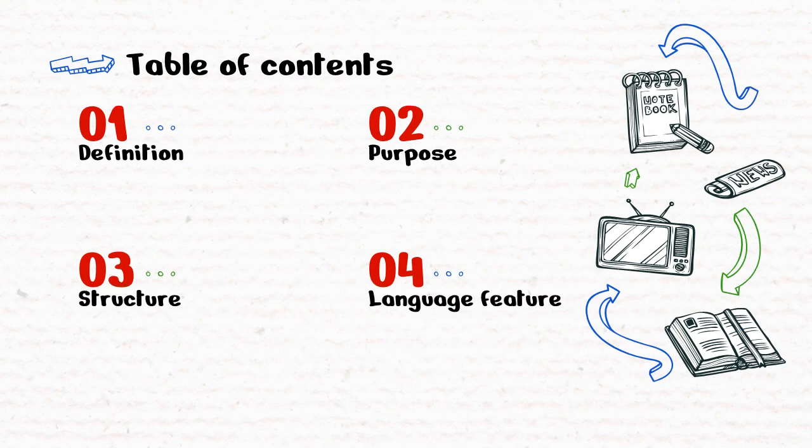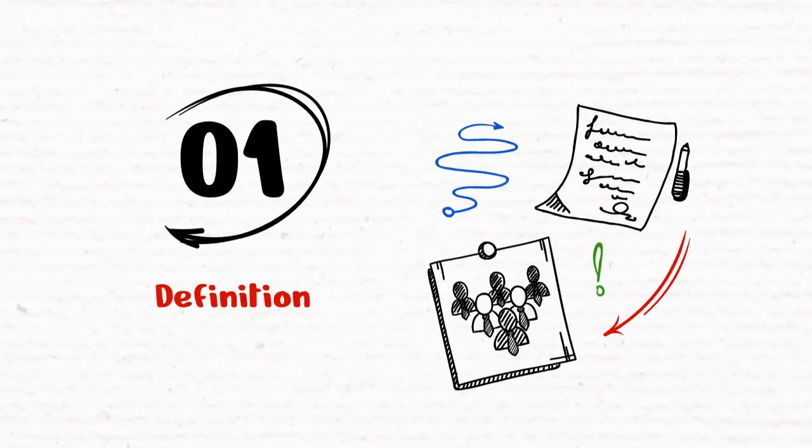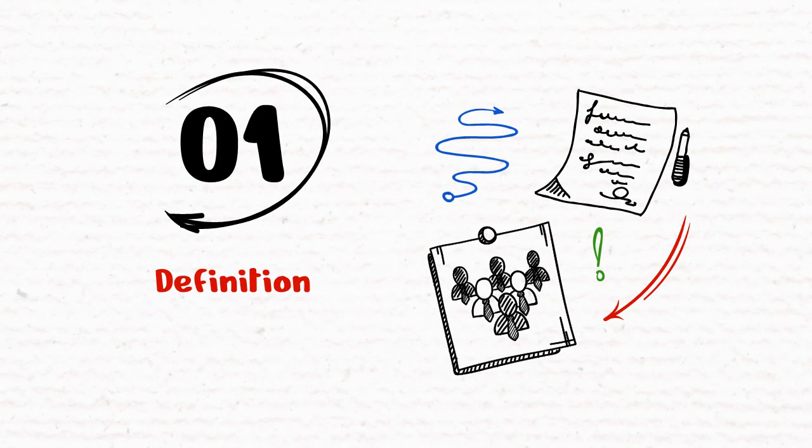There are four main contents that we'll learn today. The first, definition of procedure text, and second, purpose of procedure text, and the third, structure of procedure text, and the last, language features of procedure text. Without further ado, let's talk about definition.